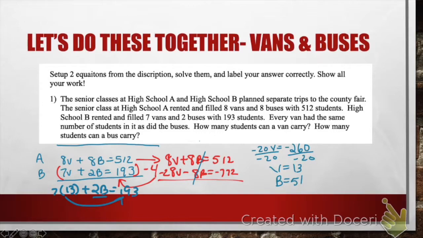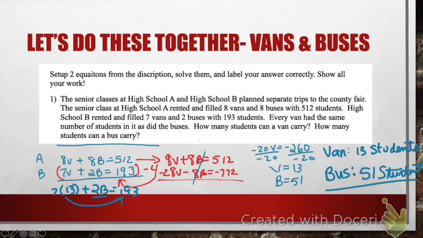We need to say what it means because this is a word problem. So we have V, which is vans, with 13 students. And we have buses, or the bus can hold 51 students. All right, we're done. Let's move to another one.